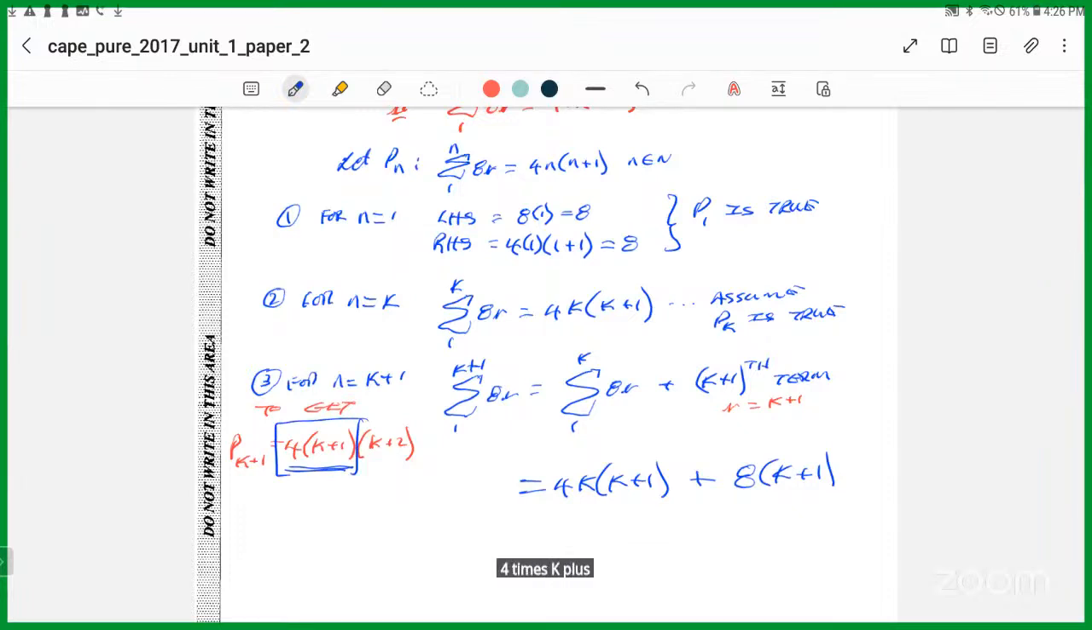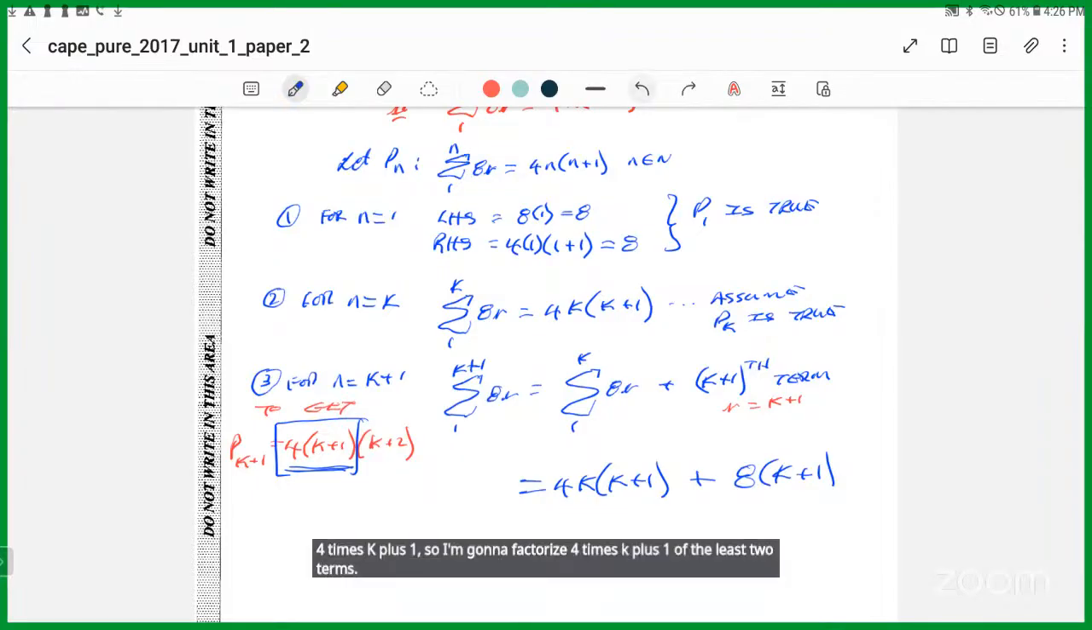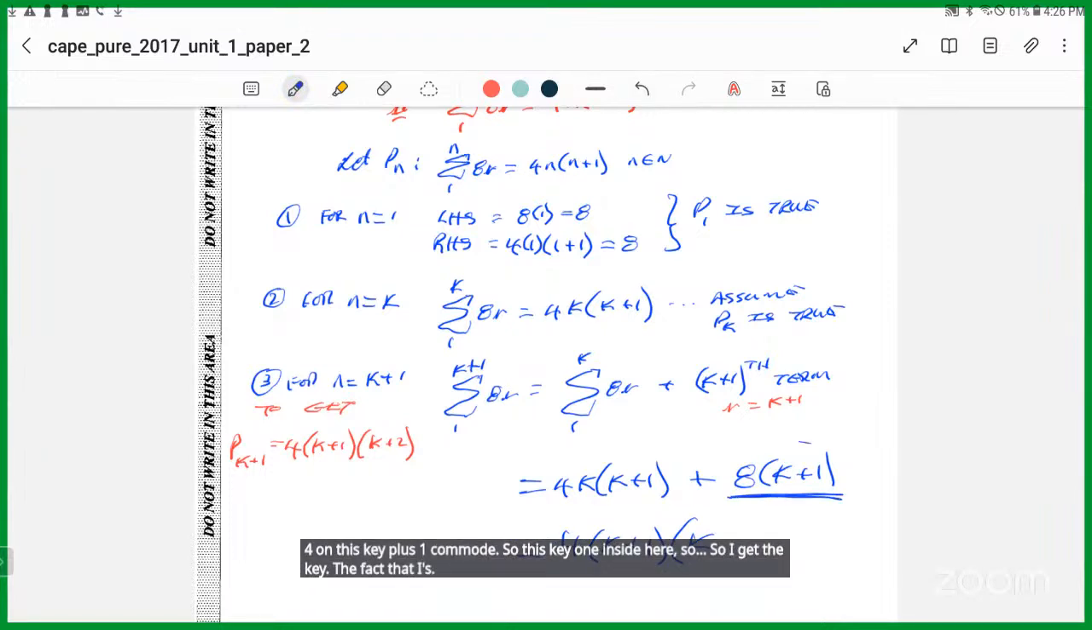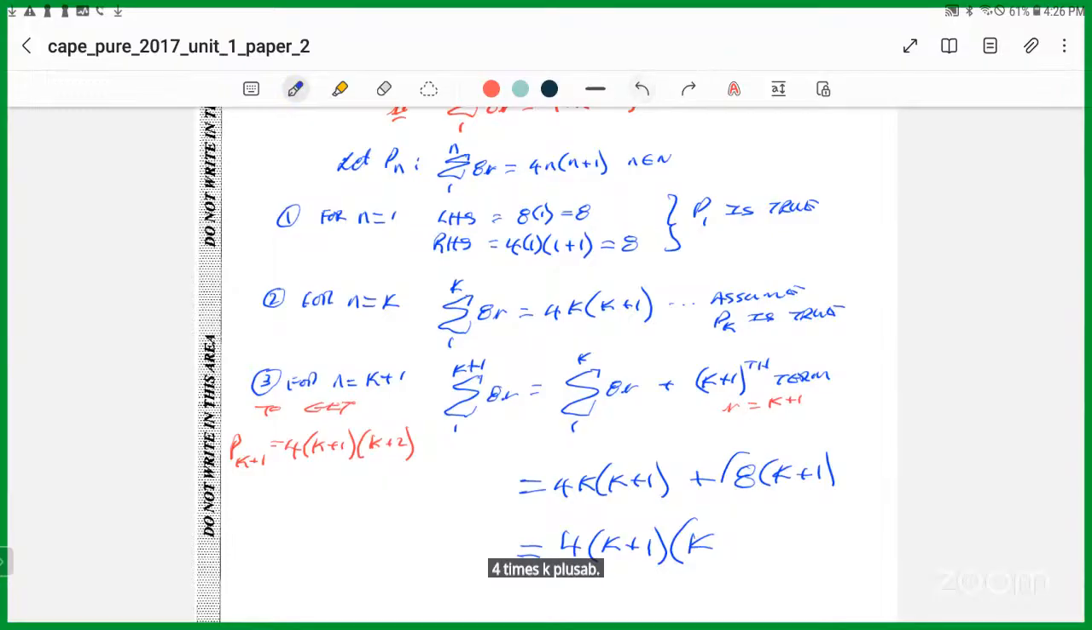So I'm going to factorize 4 times k plus 1 out of these two terms. I'm going to get 4 times k plus 1 out of this, not k times k plus 1, 4 times k plus 1. So this 4 and this k plus 1 come out, and the k stays inside, so I get the k. If I factorize 4 times k plus 1 out of this, I'm left with a 2, and this 8 is the same as 4 times 2, so I get plus 2. I have it already, easy.